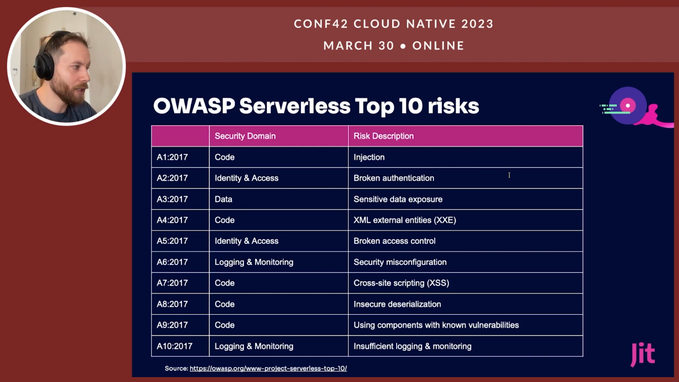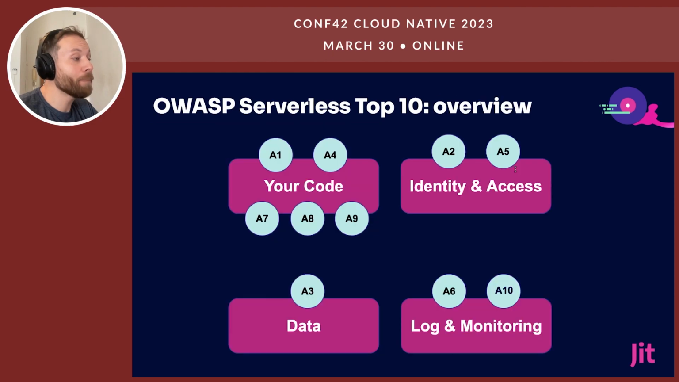We are going to go in depth in most of these in just a second, but these are the 10 top risks for the OWASP serverless. So let's start by mapping them out. This is the same list, but mapped in categories. You can see that you have 5 different threats in your code area, identity and access, you have 2, data, and then you have log and monitoring. Let's take a look at a few of them.